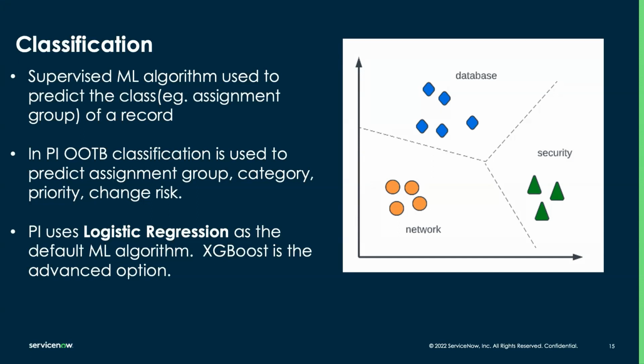If I look on my right, does it fall into the database category, security or network? Okay. And so we have a number of these classification models out of the box, and we use those to predict the assignment group, category, priority, or change risk. So those are some examples.